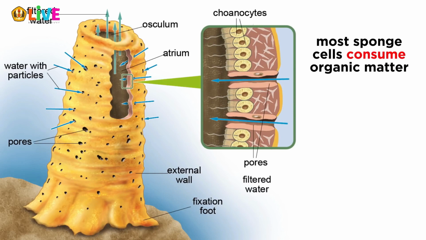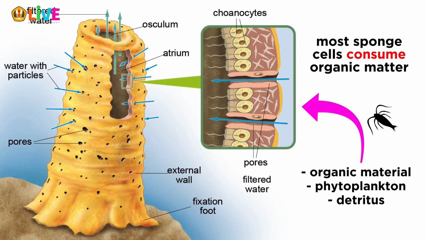Now, something fascinating about sponges is that since they lack any true digestive system, almost every one of their cells consumes organic matter. So as water is flowing into their bodies, any tiny organic material such as phytoplankton and detritus that is trapped by a part of the sponge is consumed. This is a type of filter feeding, since the sponges only consume organic material suspended in the water column.